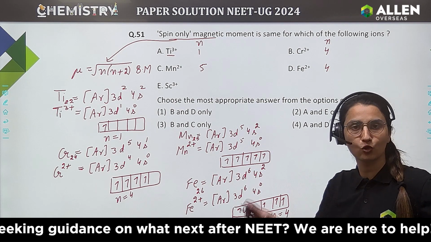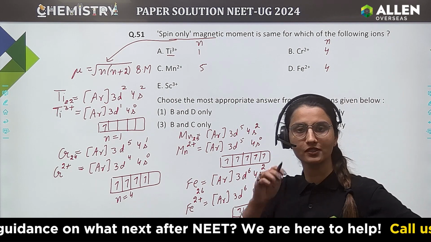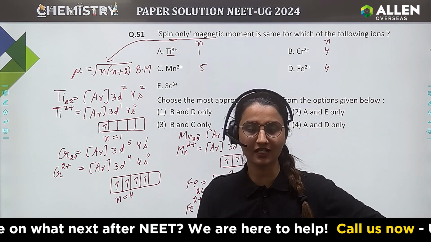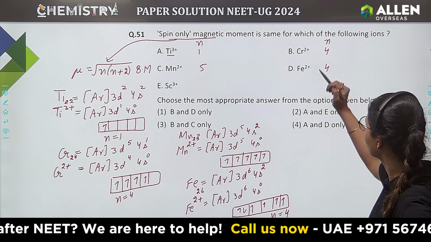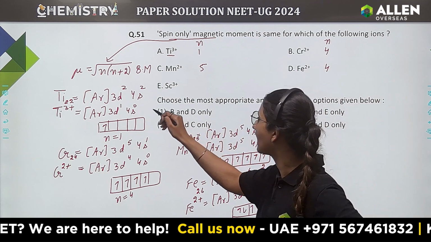If I talk of total spin also, it is half into the number of unpaired electrons. Yes, that also is the same for these two. So I get my answer. It is what, students? B and D.